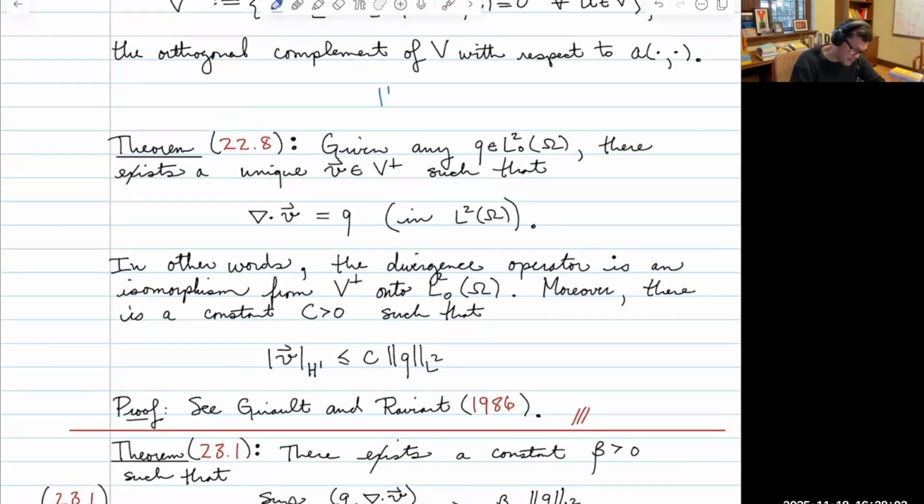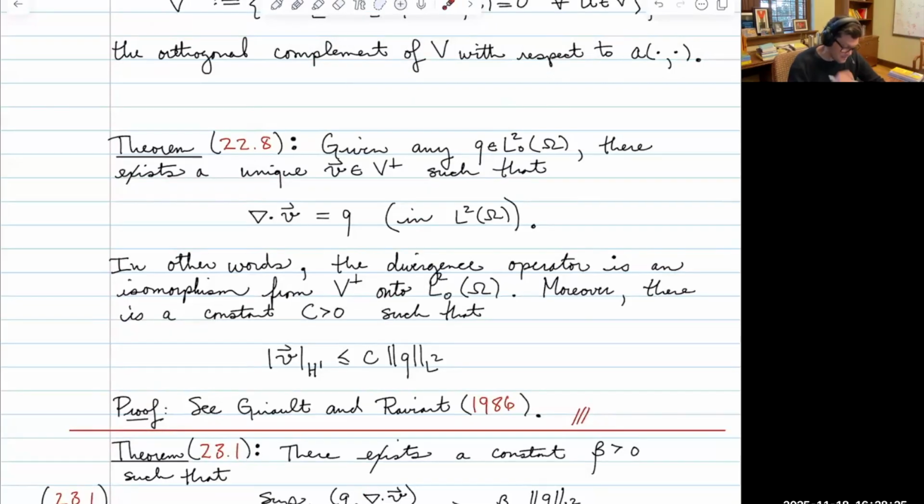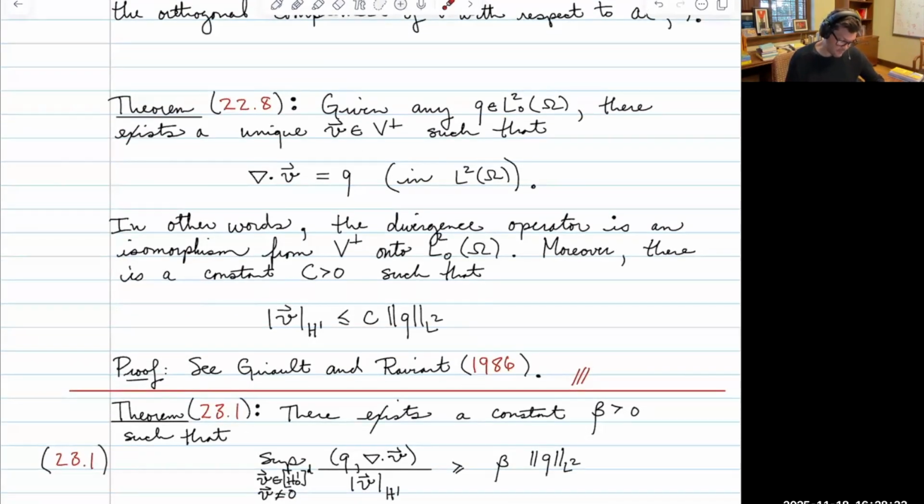We can think about this space as being decomposed as V and V perp, but not exactly. That's fine if you're in finite dimensions, but because we're in infinite dimensions, we can't exactly think about it like that necessarily. You need a little bit more machinery to understand that decomposition. But in any case, here's a theorem that one can prove and will be quite useful for us when we try to establish this thing called the Inf-Sup condition.